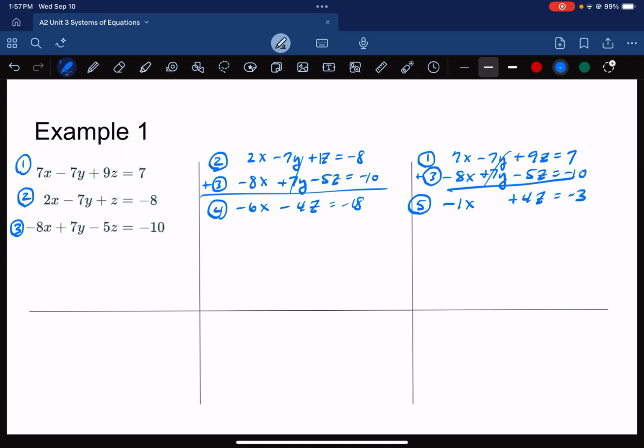Now we have a system with equation 4 and 5 that we're going to use to eliminate something. So I'm going to put equation 4 here and equation 5 here.